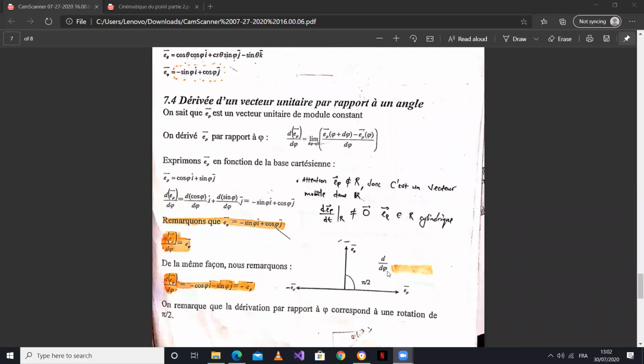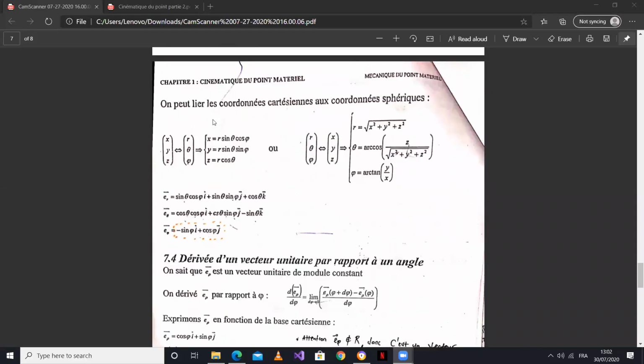So what we are going to begin with is finding the expressions for x, y, and z from the Cartesian system in terms of r, theta, and phi from the spherical coordinate system, because we are moving from there to there. So we need to find expressions for these in terms of these.